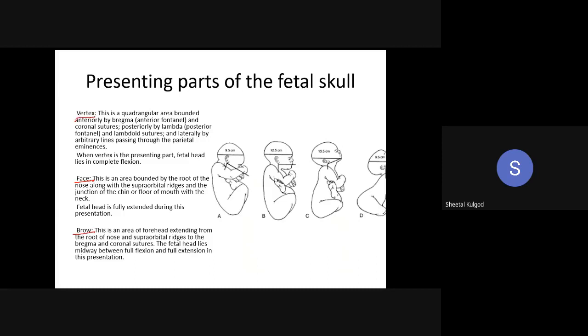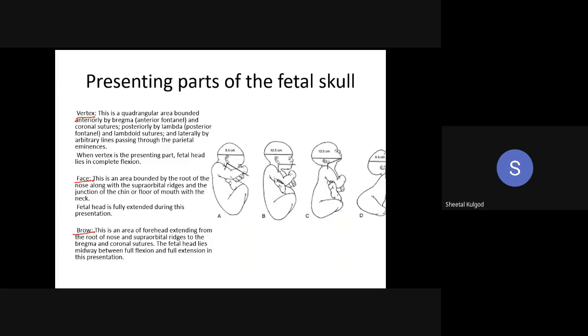I have the fetal skull and the pelvis, so if time permits I can show it on the video so that you can understand the different parts of the fetal skull. The vertex is the quadrangular area bounded anteriorly by the bregma and the coronal sutures, and posteriorly by the lambda. This is the part of the fetus which will be presenting in a well flexed head. This is called the vertex.